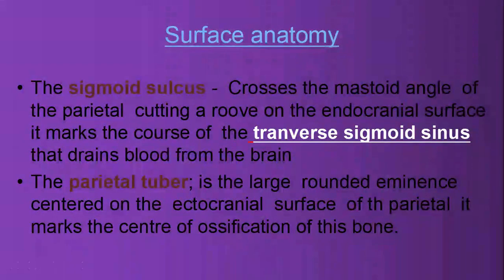The parietal tuber is the large rounded eminence centered on the ectocranial surface of the parietal. It marks the center of ossification of these bones.